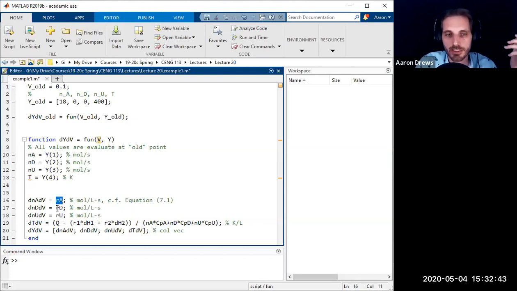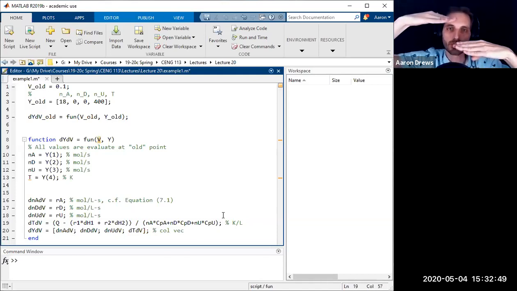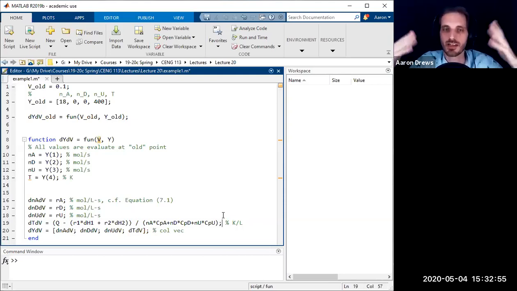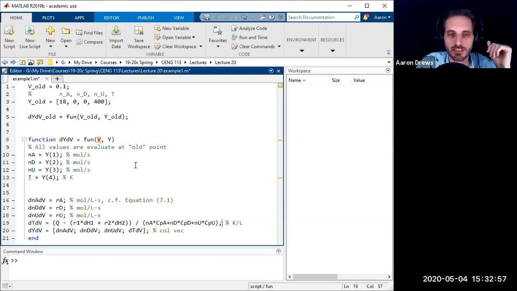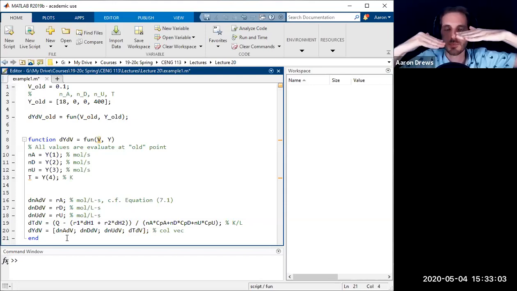But I don't have RA, I don't have RD, I don't have RU or Q or any of these rates or anything like that. And so now I have to start building these codes or building these segments of codes together until they match. And generally that goes sort of bottom to top. As you'll see in a moment, I tend to organize my code in a way that we build them together, right? Build from the top down and from the bottom up.